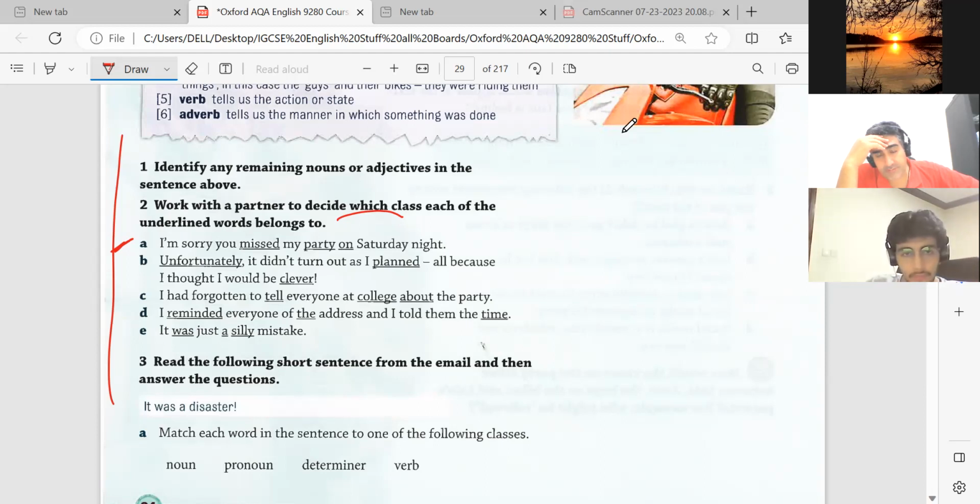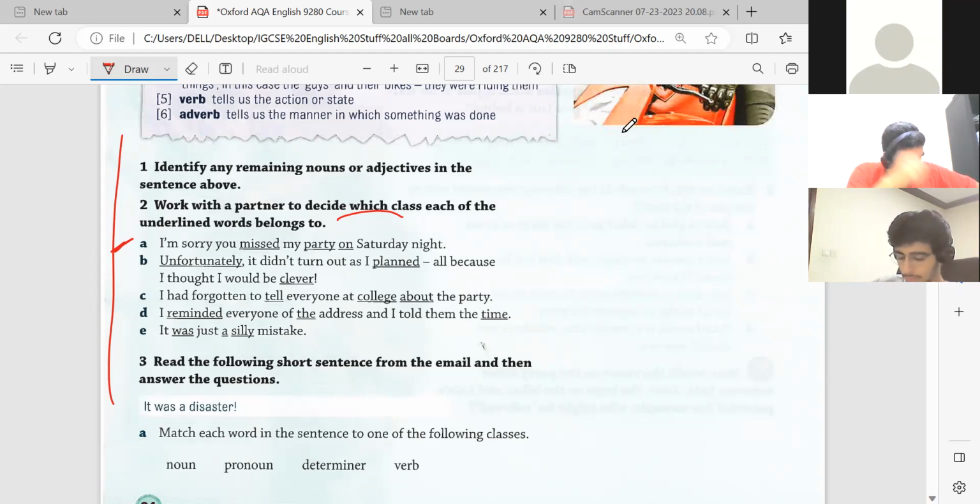Okay, are you done? Muhammad, let me start with you. Can you tell me the underlined words in sentence B? Which class does each belong to? Planned is a verb. Unfortunately, adverb. Yes. Planned, verb. Very good. Clever is an adjective. Yes, you are right.